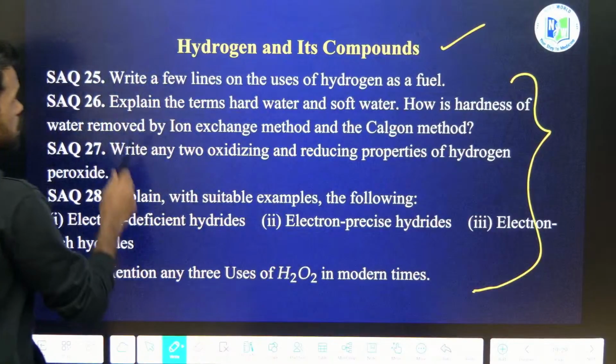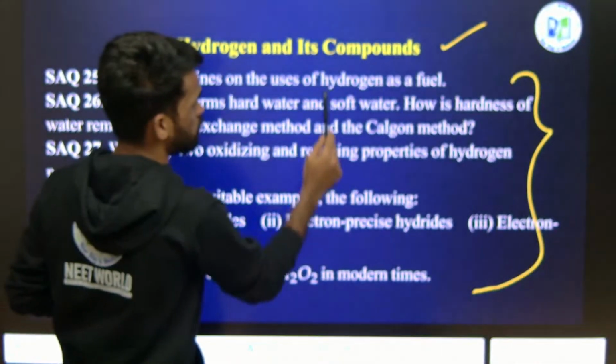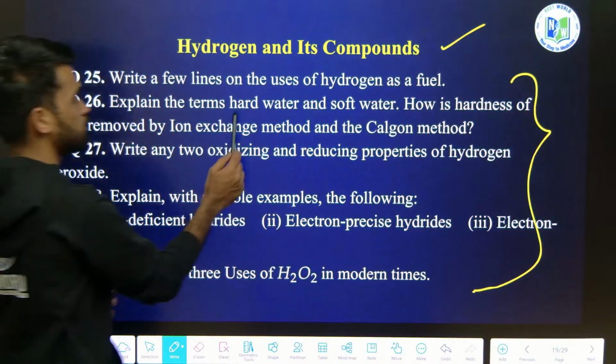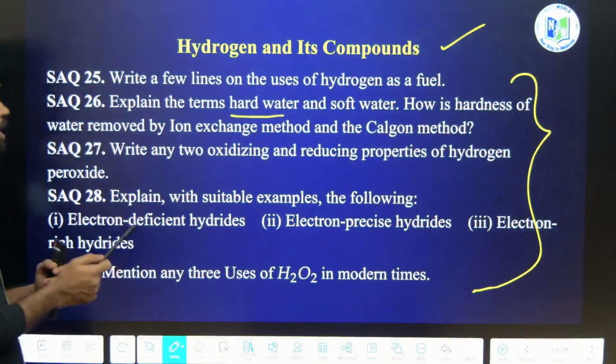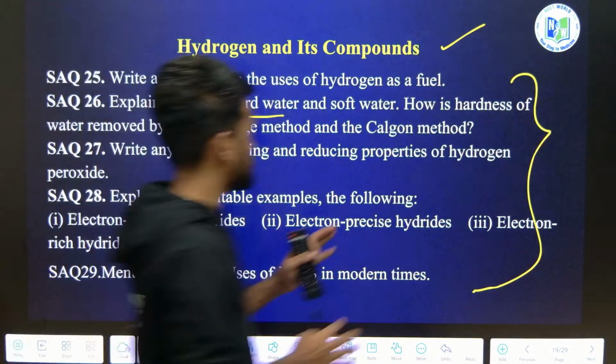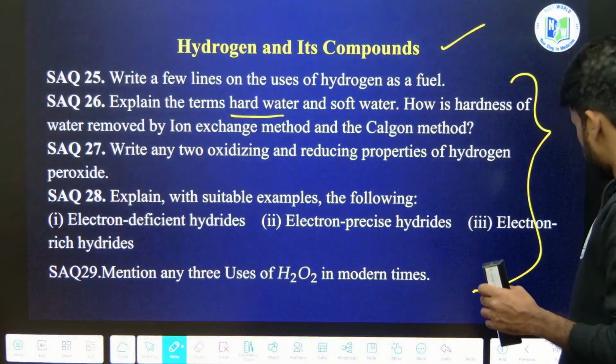Look at this, we need to say what are the uses of hydrogen as a fuel. How can you explain the terms hard water and soft water, and what are the methods to remove the hardness of water? These are the questions to be focused on here.